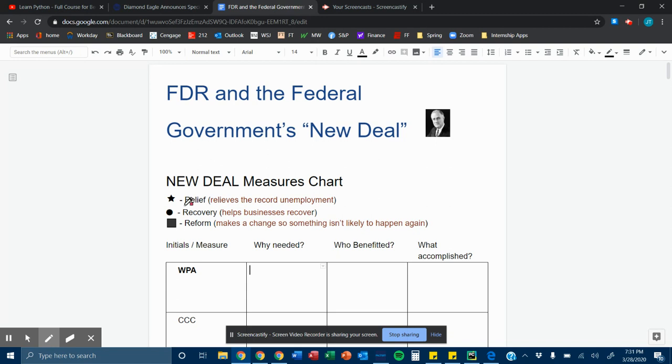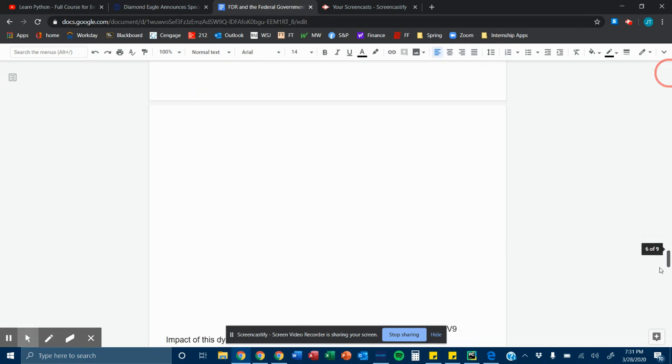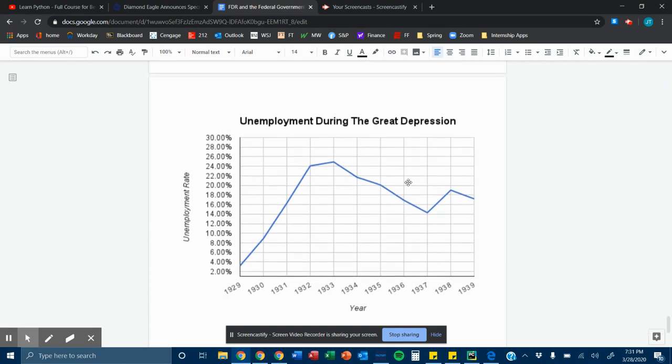But when we talk about any measure that is a relief measure, what are we looking to relieve? We're looking to relieve the record unemployment. So we'll come back all the way down here. And here's an unemployment chart that we've seen earlier this week in our notes. And you can see these are the Hoover years after the stock market crash, which of course was just one symptom of an economy that was in dire straits.